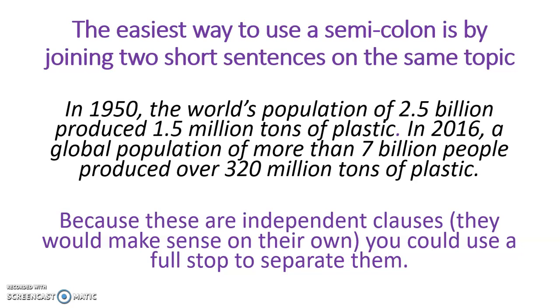So, here are 2 facts about tons of plastic and how it's kind of changed over the years. In 1950, the world's population of 2.5 billion produced 1.5 million tons of plastic. In 2016, a global population of more than 7 billion people produced over 320 million tons of plastic. Because they are independent clauses, so they'll make sense on their own, you could separate them with a full stop like I have here.